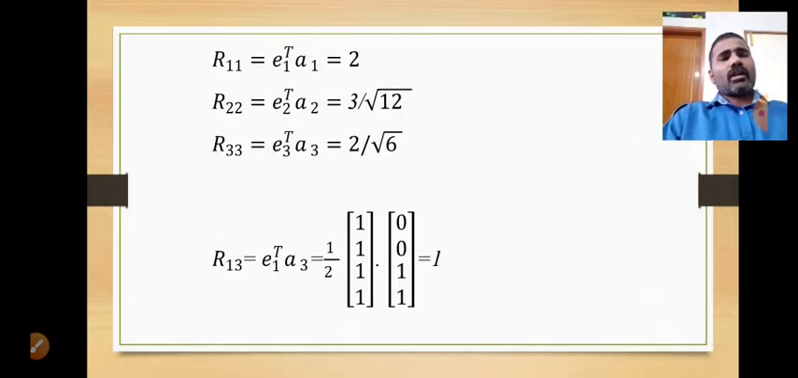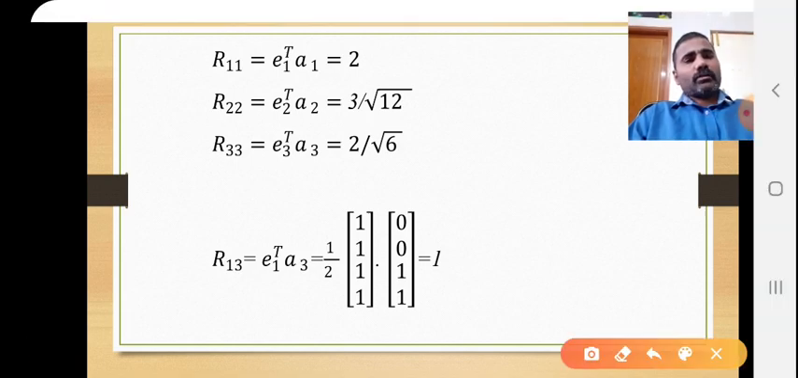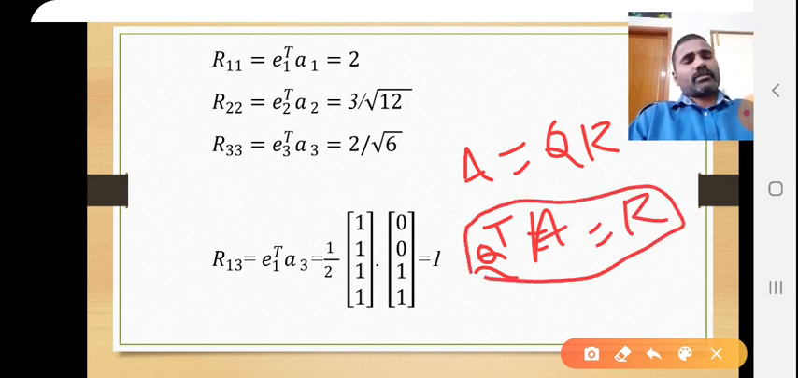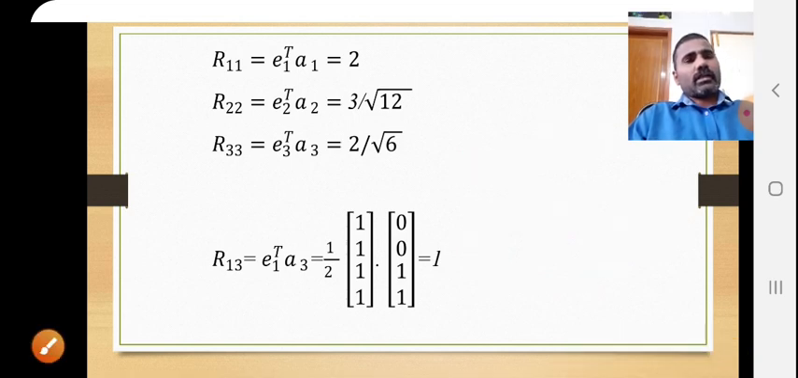Now we can construct R. We go through A equals QR. Then R becomes, pre-multiplying by Q transpose, Q transpose A equals R. We can also construct R like this: multiply Q transpose with A, which we already have, and Q transpose A will become R. This method we can use.